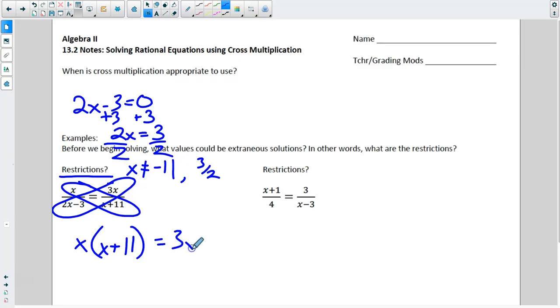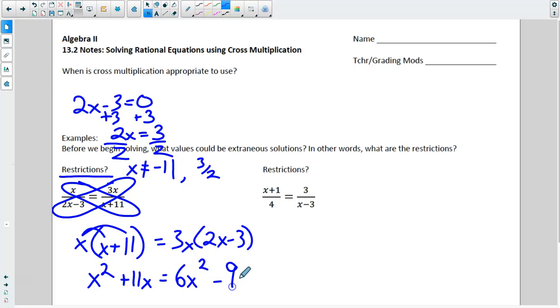Get to the next piece. I get 3x times (2x minus 3). And now we distribute. So you distribute, I'll distribute. I'm going to talk more through this one than I will on any of the other ones. I get x squared and then 11x. On the other side, I get 6x squared minus 9x.